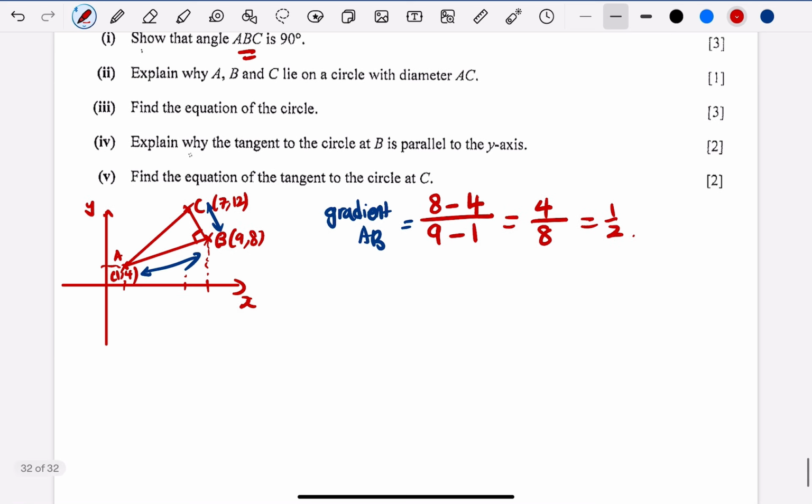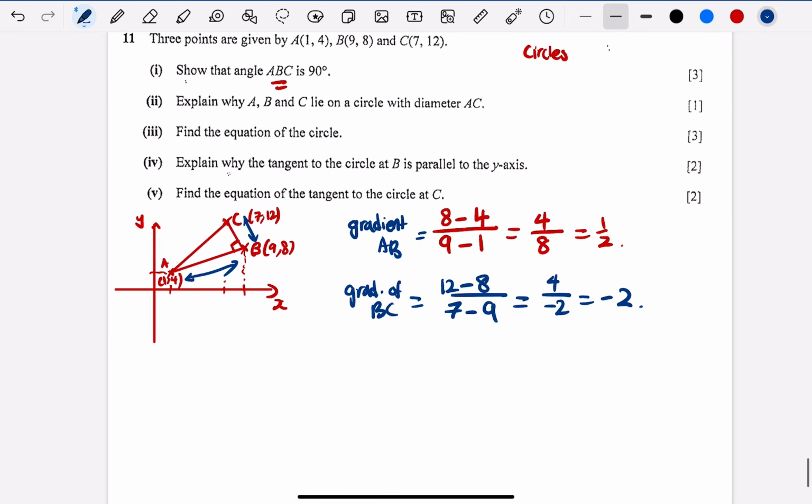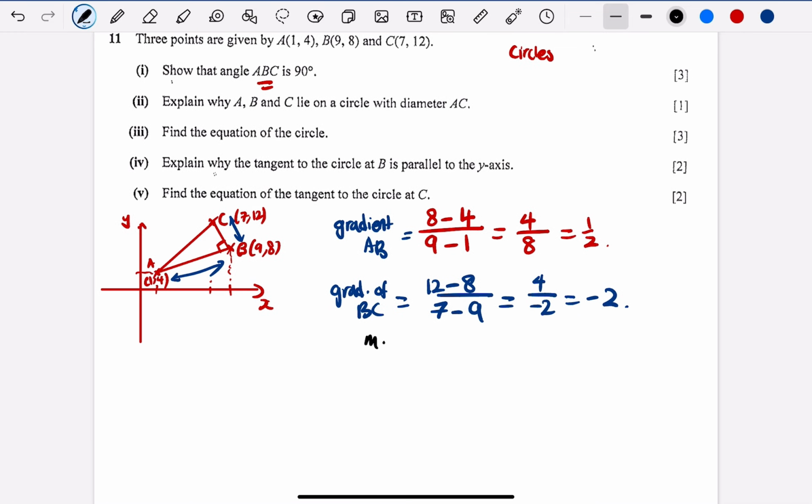Then similarly, I'm also going to calculate my gradient of BC, which is again just my y1 minus my y2 over my x1 minus my x2. Simplify this, you'll basically get 4 over -2, which is -2. And from here, we can prove that your m1 times your m2, which is half times -2, equals -1. Therefore, we can show that AB is perpendicular to BC. And therefore, angle ABC equals 90 degrees.